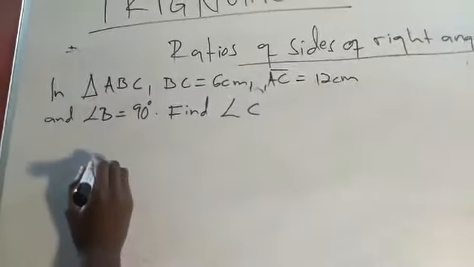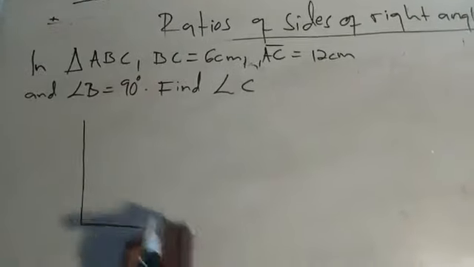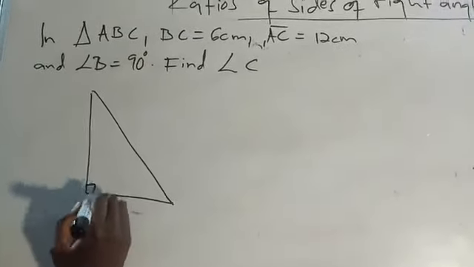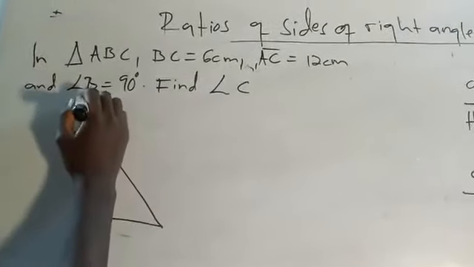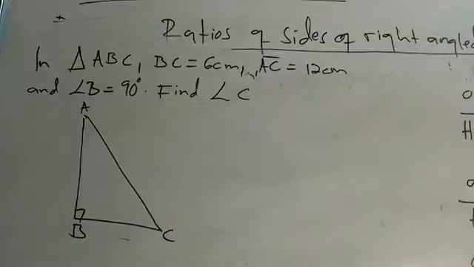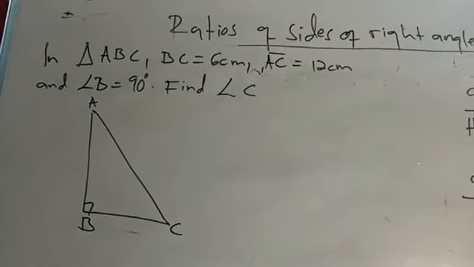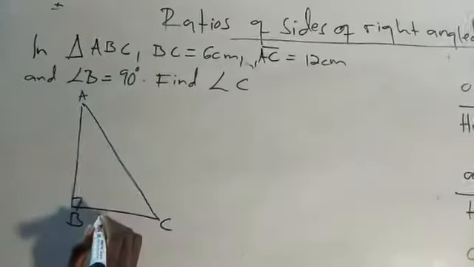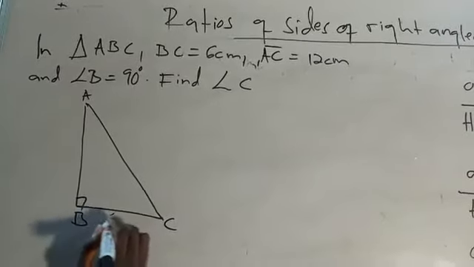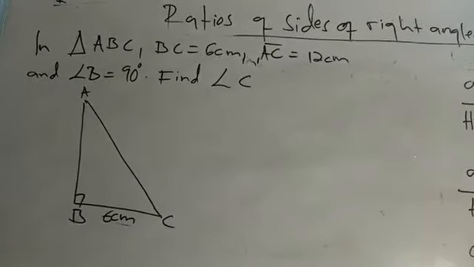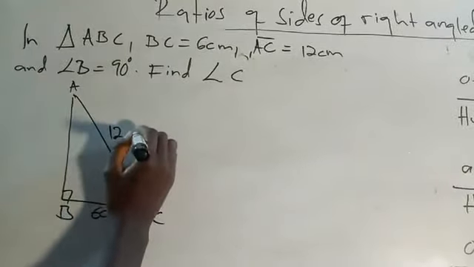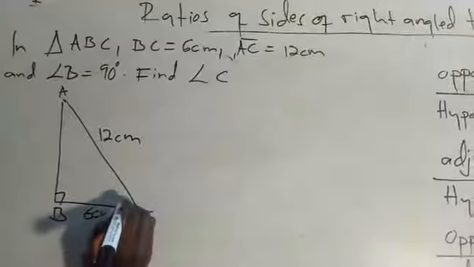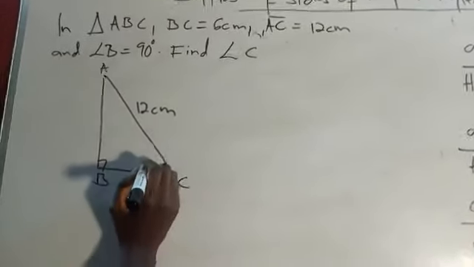They have said that B is equal to 90 degrees. This one becoming A, then becoming C. And they have told us that BC is 6 centimeters and AC is 12 centimeters. So they have told us to find this angle. So let's name it theta.